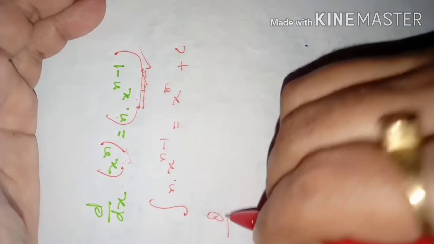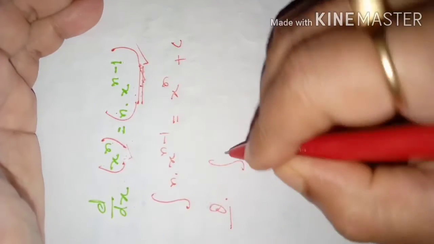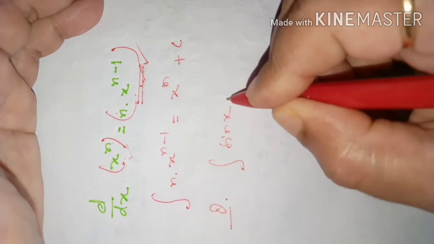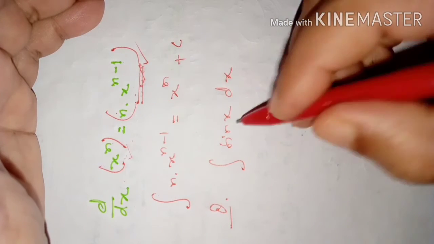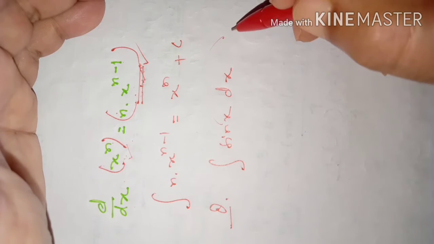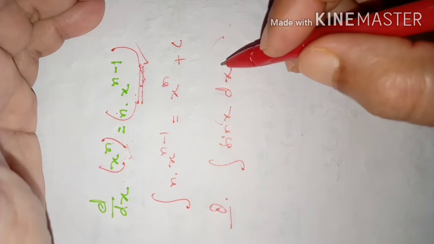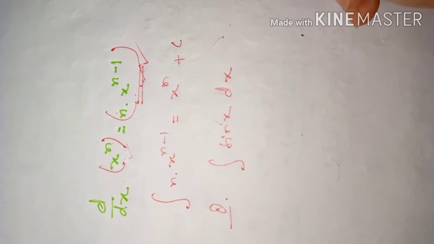Suppose I am asked what is the antiderivative, the integral, of sin x. Then I should know sin x comes from what? Cos x. Derivative of cos x is minus sin x. Then antiderivative of sin x will be minus cos x. Like that it is.